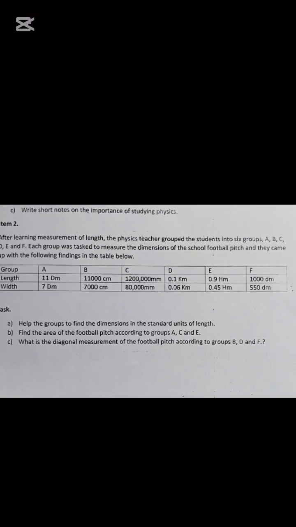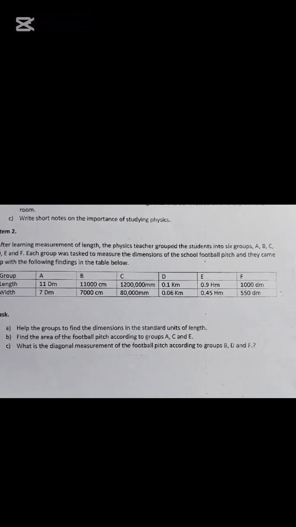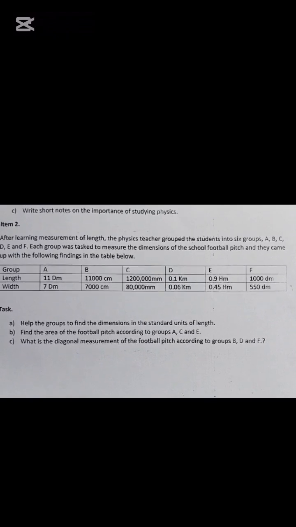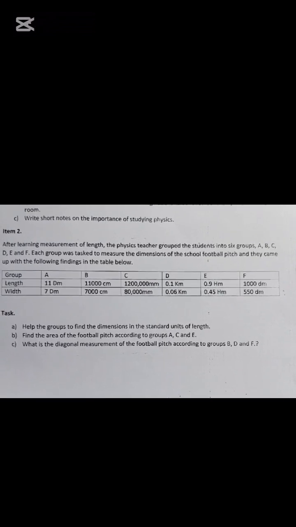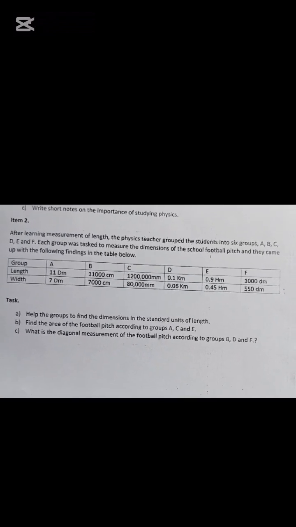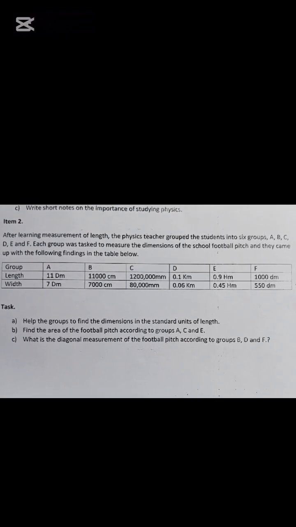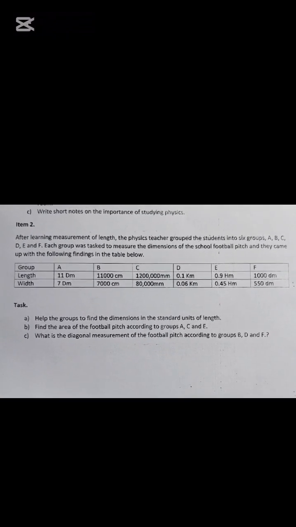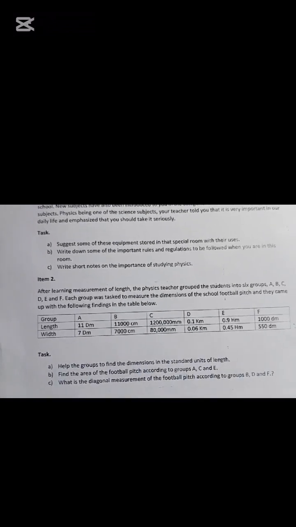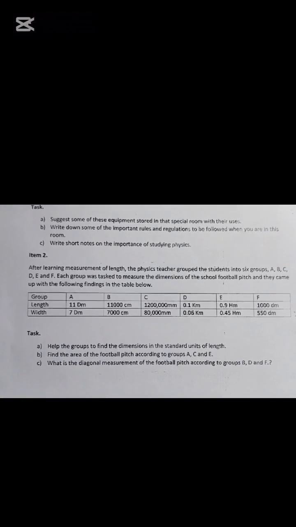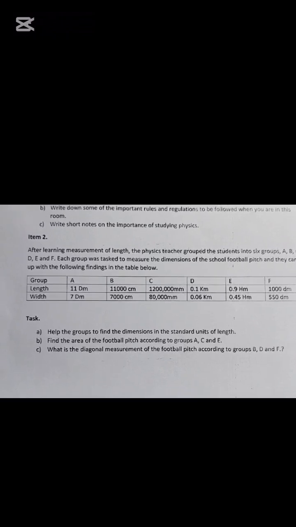So if you know that the SI unit for length is in meters, then you are left with the task to convert all those units given in the table to meters. Now, how do you convert the units into meters? You have to remember the conversion multiplicative factor that is used to convert different units into the right units that you want to use.